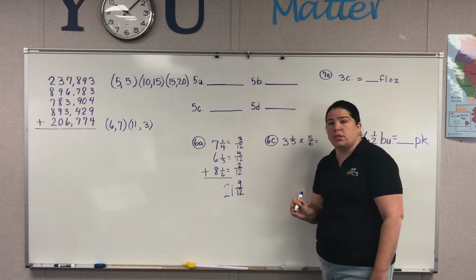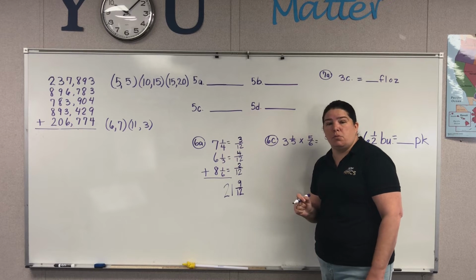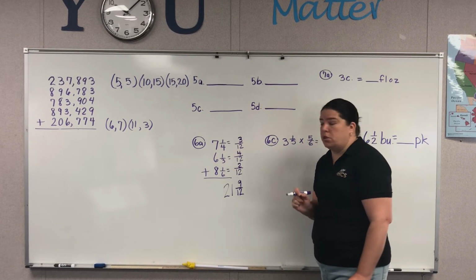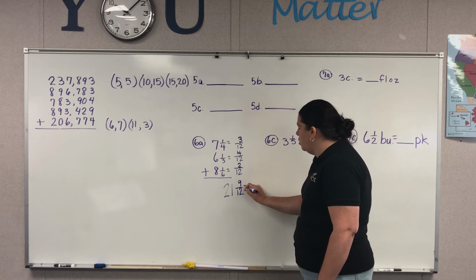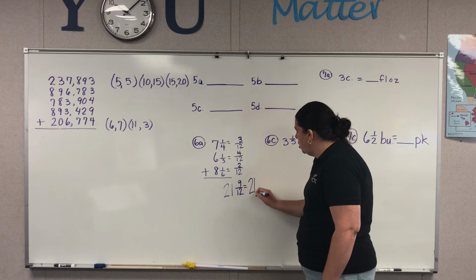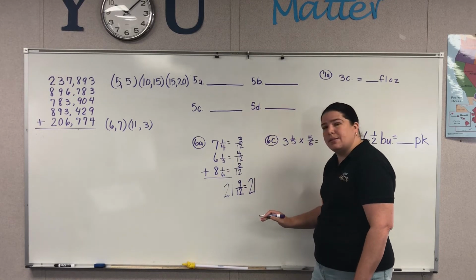We can't leave our fractions that way. They need to be reduced. Remember the rule? If we can reduce, we must reduce. Don't forget. So 9 over 12, we continue with our large 21. It stays the same.